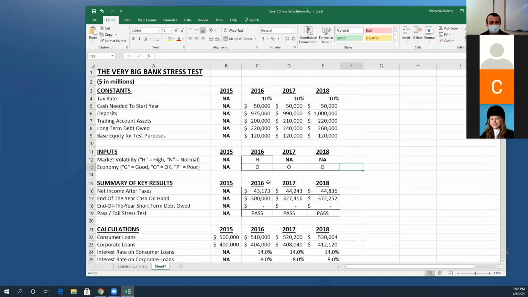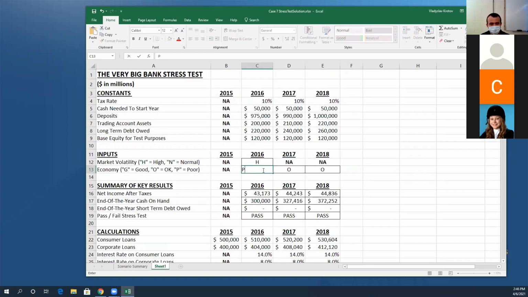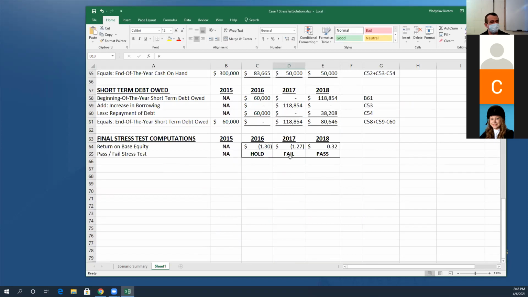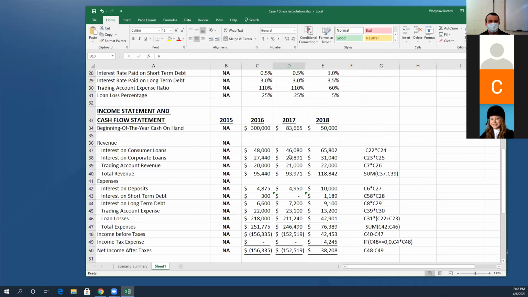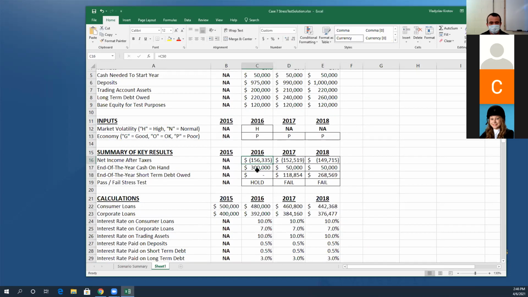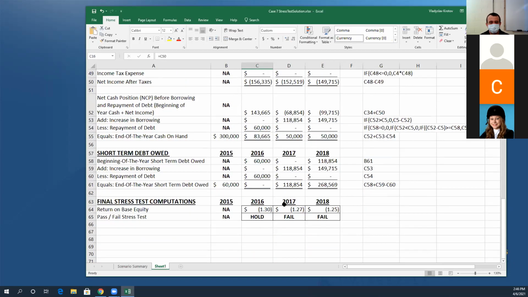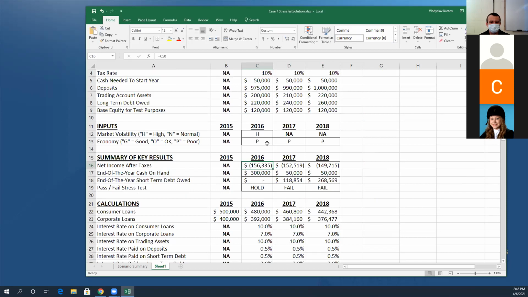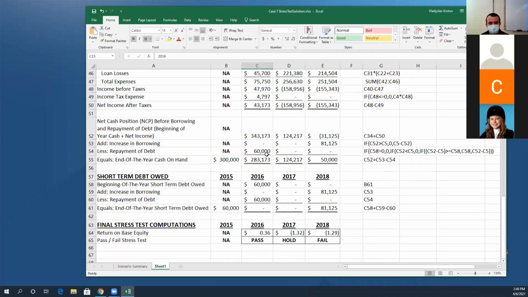Now the problem becomes when market volatility is high, but the economy is poor. So let's say it's poor for the first 2 years. It means you will fail in the second year. If it's poor for all 3 years, then you'll definitely fail. If not in year 2, then in year 3, you'll go bankrupt as a bank. If it's okay in the first year, but then poor, you will fail in the 3rd year as a bank.